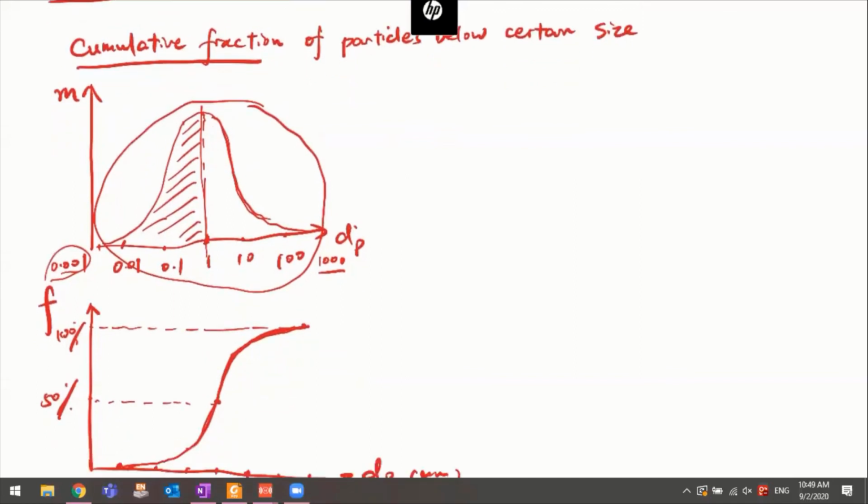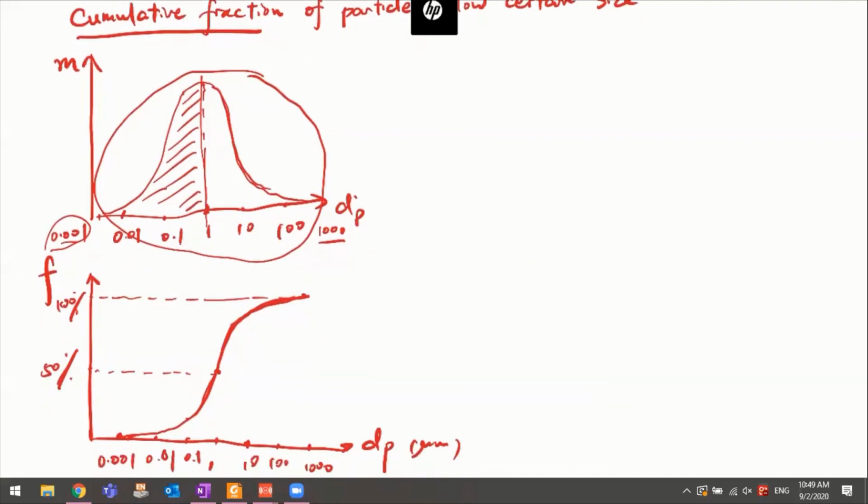So instead of showing the concentration at a specific size, we're showing the total concentration of particles that are below certain sizes, right? So let's say, instead of having a central size of 1 micrometer, we have another size distribution that looks like this. So the center size is around 0.01. Then we know that the 50% will move to here, right? And then because of that, the cumulative size distribution will look something like this, right? This is our new size distribution.